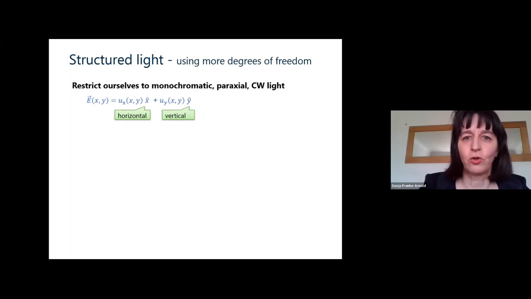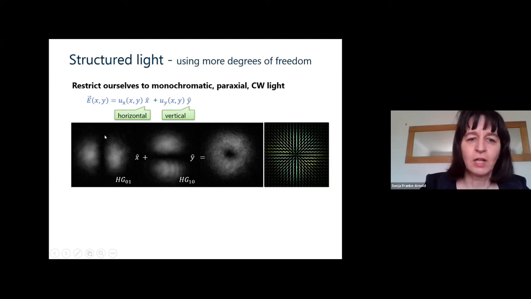So this is how that looks in the lab. If I, for example, shape my horizontal polarization like this here and my vertical one like that, and I add those two together, then I get something that, depending on the phase between those two components, looks like a Laguerre-Gauss beam. And if I then plot the polarization profile of all of this, I get something like this radially polarized beam, which is measured data from our lab. And you see at the right hand here, I get a radially polarized beam.